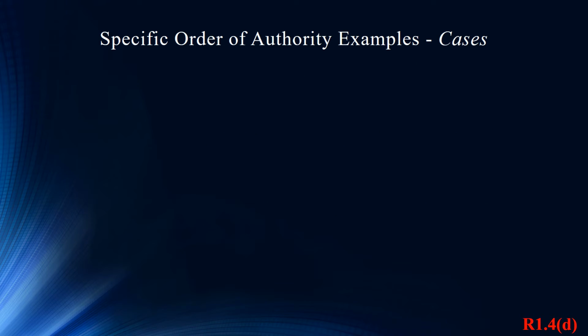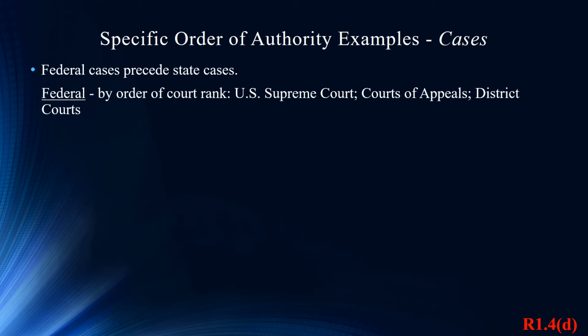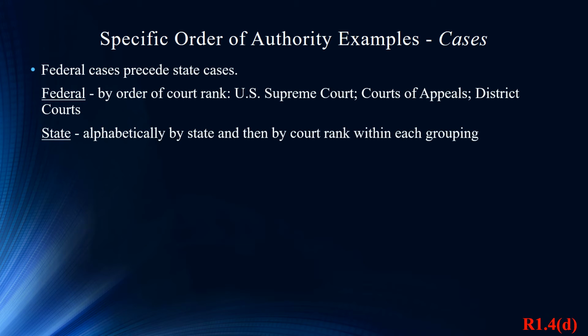Let's turn to specific order of authority examples regarding cases. Federal cases precede state cases, like the Constitution example. Once you have determined whether the case is federal or state, apply these internal rules. With federal, order by rank, such as U.S. Supreme Court, Court of Appeals, and then district courts. With state, order them alphabetically by state, and then rank them within each state accordingly. The state case rule is best illustrated through an example.